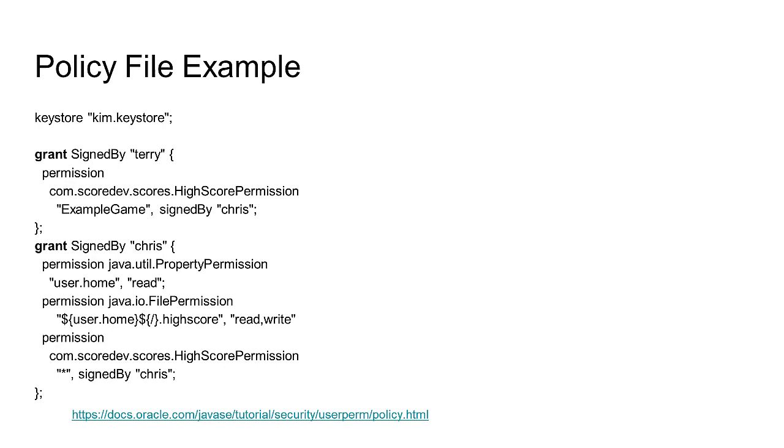Let's look at the top block. We are going to grant all code that is signed by Terry permission to access the high score permission class, which has been signed by Chris. We know all code is included since no code base has been explicitly identified. The public keys for Terry and Chris are stored in the key store.